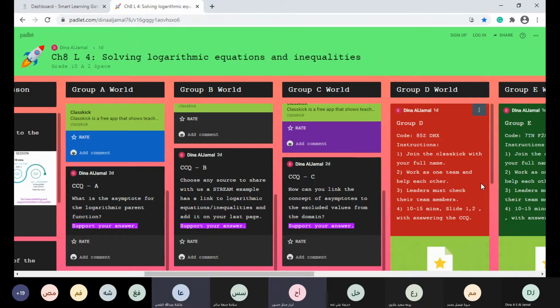When you finish answering your CCQ question in the Padlet, you will discuss it with Ms. Dina. Each group will have between 1 to 2 minutes maximum. Marwa, how many minutes will each group have to discuss the CCQ question with Ms. Dina? Each group will have between 1 to 2 minutes maximum.